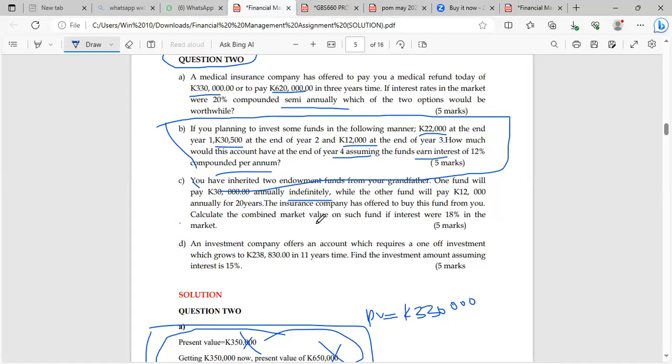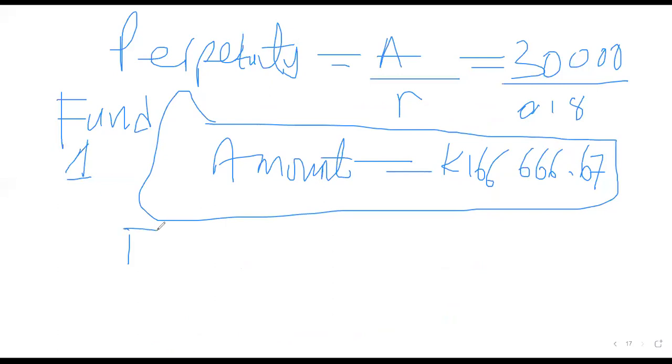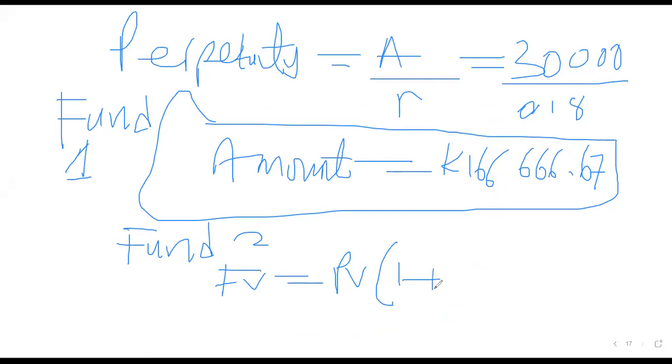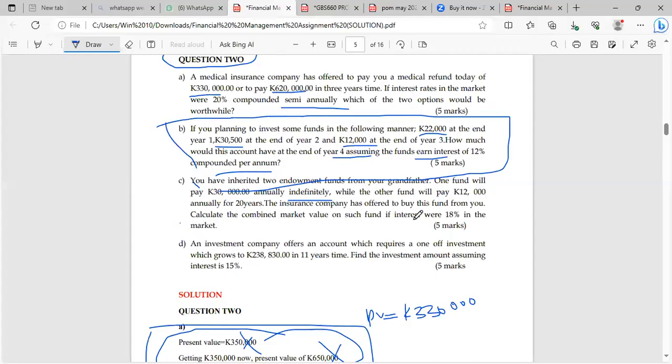Then fund 2 says the other fund will pay 12,000 annually for 20 years. So let's find the future value of this fund. Future value is equal to present value times 1 plus r to the power n. So fund 2 is giving you 12,000 annually for 20 years.